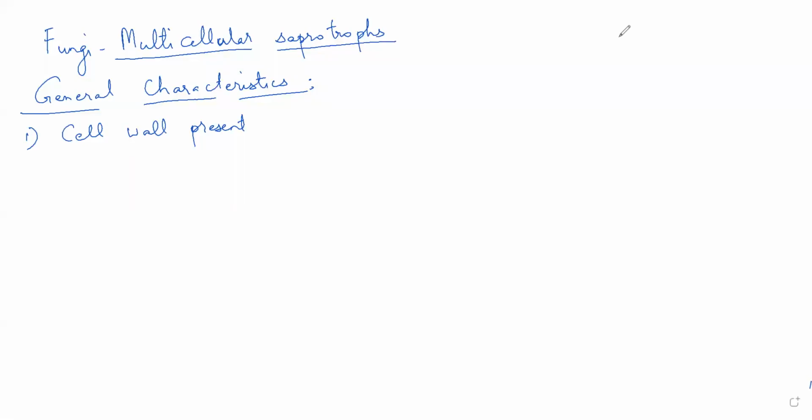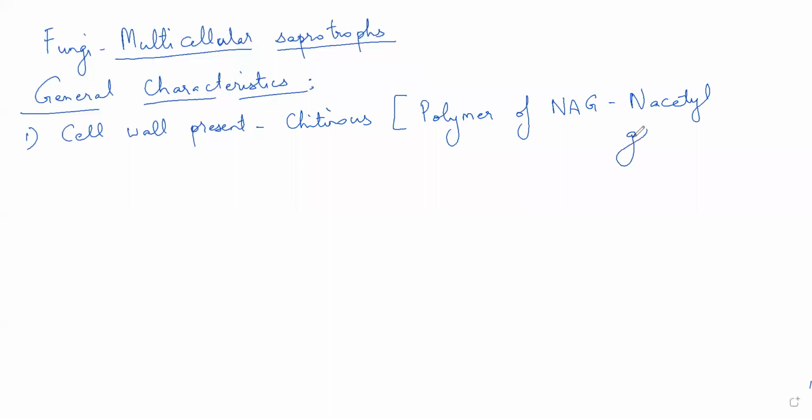Multicellular saprotrophs. Okay. General characteristics. The cell wall is present. If you remember, the cell wall of fungi is made up of a substance known as chitin. Chitinous cell wall, right? It is a polymer of NAG. What was the full form of NAG? N acetyl glucosamine. Okay?